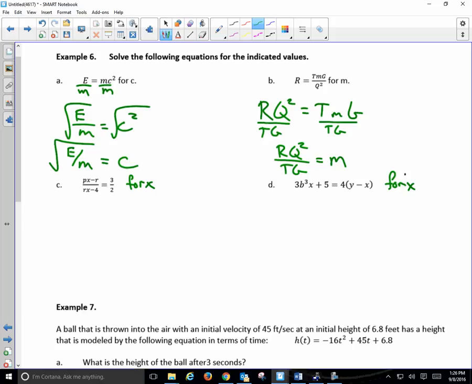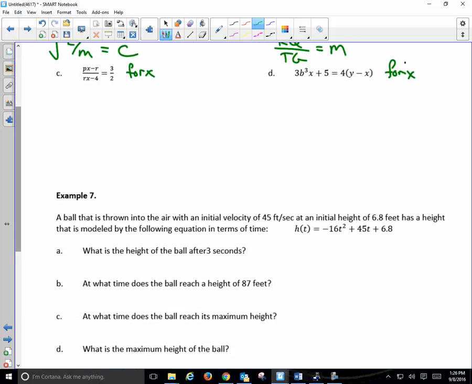I've got R squared over TG is equal to M. How's that look? Okay, so now I'm going to show you one that you haven't seen before. You probably haven't seen a problem like letter C. We're going to solve for X. What makes X more difficult in this problem?